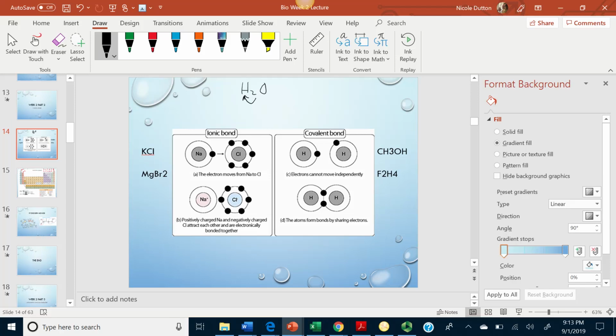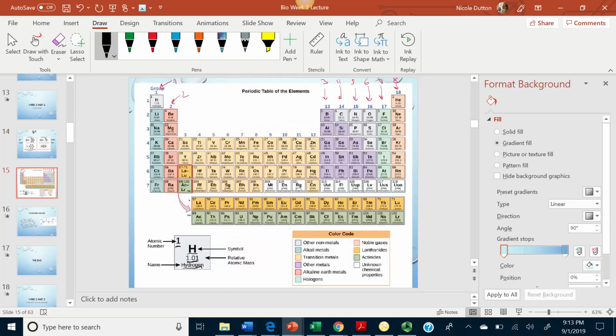So when we want to make anything molecular, we have to form these types of bonds. And there's 2 major ways that molecules will come together to form bonds. There's ionic bonds and covalent bonds. An ionic bond is formed between a metal and a nonmetal.